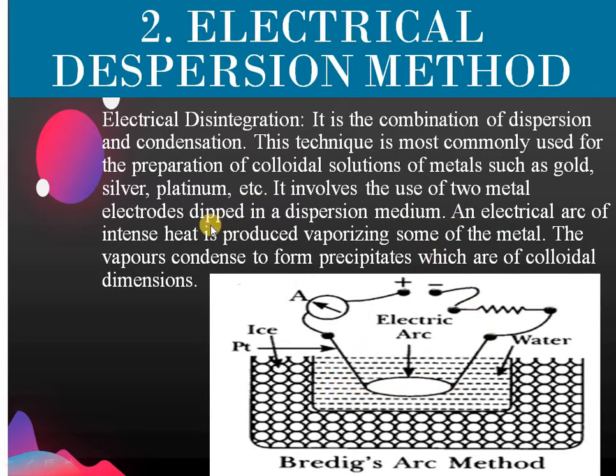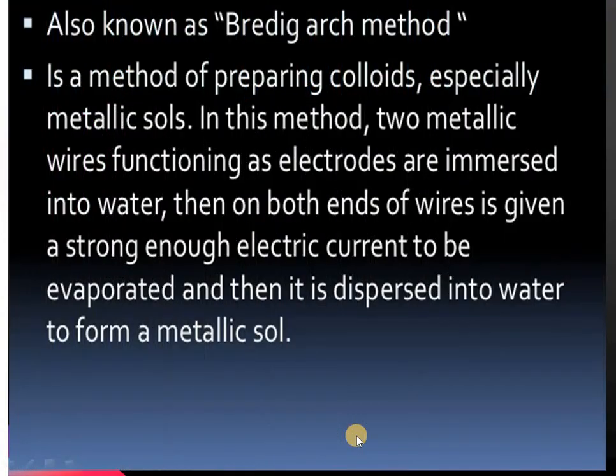An electrical arc of intense heat is produced, vaporizing some of the metal. This electric arc produces heat which converts the metal electrodes into a vapor of the metal, and then these metal vapors get condensed, as we have ice here in contact with the dispersion medium, which is water. So we get solutions prepared by this method. This method is known as the Bredig arc method.